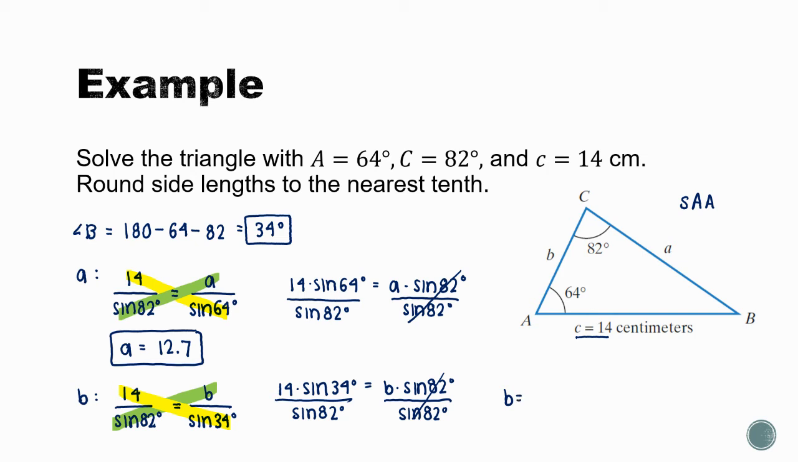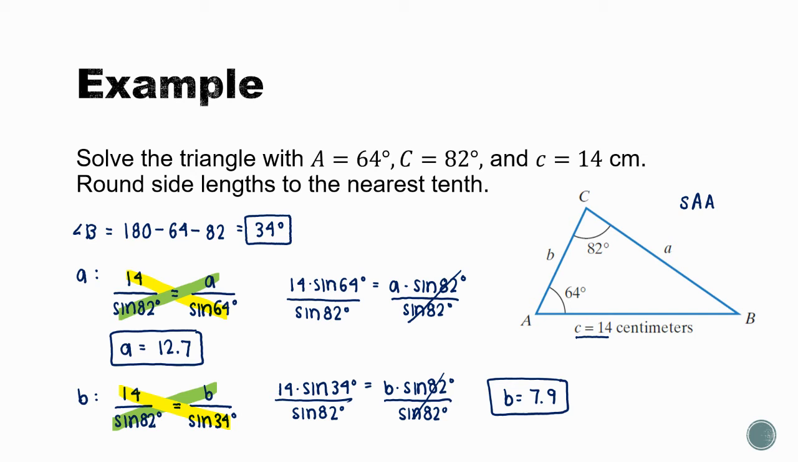So 14 times the sine of 34, close the parentheses, divided by the sine of 82. In the calculator, we get 7.9056 and so on. So once again, that second decimal is a 0. That tells me that I do not want to change the first decimal. So our side length is 7.9.